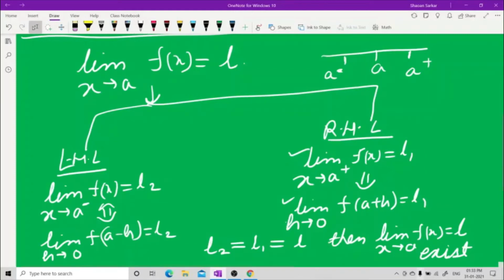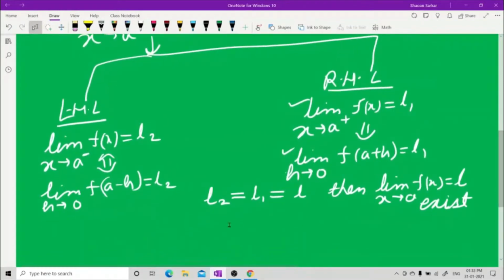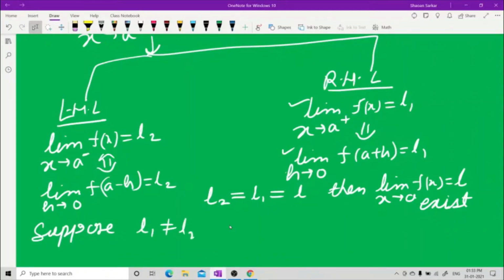This is one definition. Now suppose they both are not equal. Suppose L1 is not equal to L2, then the limit x tending to a of f(x) does not exist.